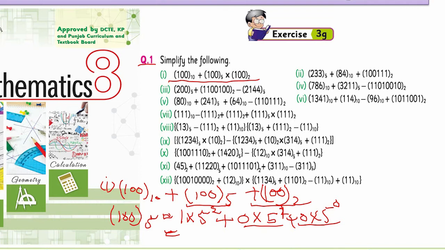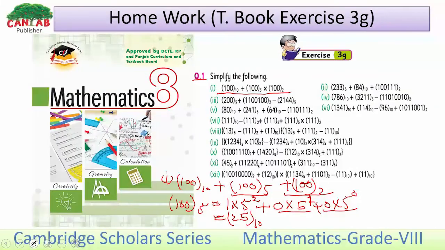So we have 5 5s are 25, 25 multiplied by 1, that is 1 in base 10. Similarly, when we convert this binary number 100 with base 2, we have 1 multiplied by 2 raised to the power 2 plus 0 and then plus 0. Why? Because 0 multiplied by something is 0.